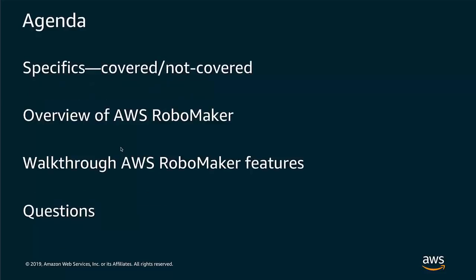So today we're going to go over the specifics, what's in and out of the presentation. We'll give an overview of the AWS RoboMaker architecture and the different features we've defined there. And then we'll walk through actual simulation with AWS RoboMaker. We'll pop open the console in the IDE, start a simulation, and play around with some of the tooling that's available for you to interact with the simulation. And then throughout the webinar, we'll have questions, and we'll also have questions at the end.